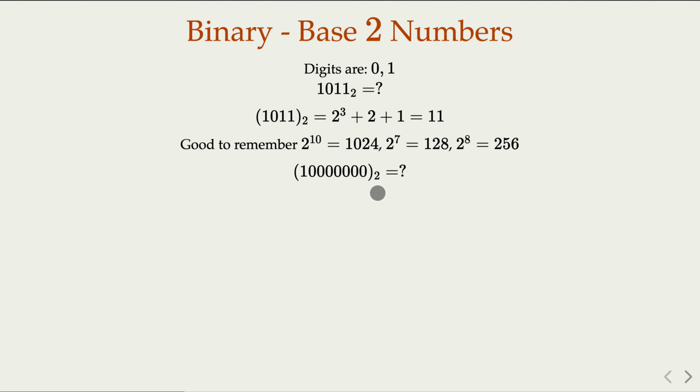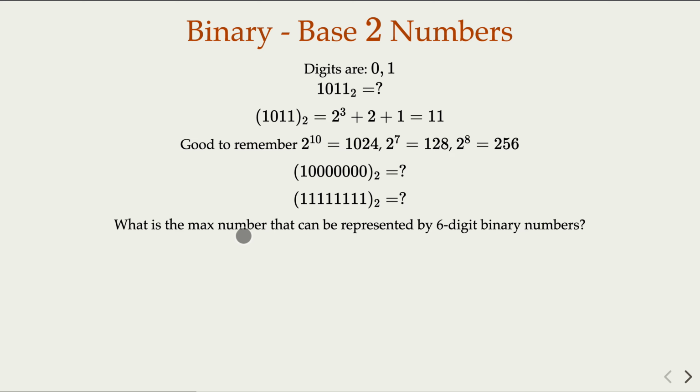Of course, 128. And another example is, how do you calculate this, right? If you add everything up, it's going to be very tedious. 1 plus 2 plus 4 plus... There's a better way, which is equal to 1 with a bunch of zeros and then minus 1. In other words, this is equal to 1 followed by 8 zeros, which is 2 to the 8th power, minus 1. That is 255. So this whole thing is 255, right? And what is the max number that can be represented by a 6-digit binary number?